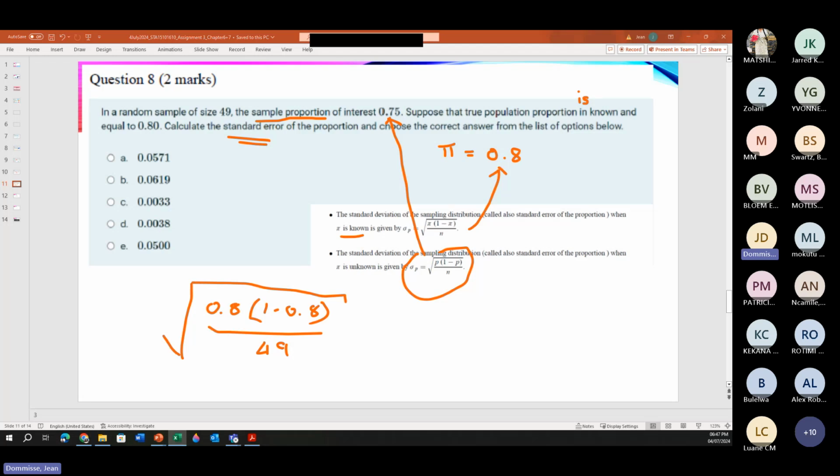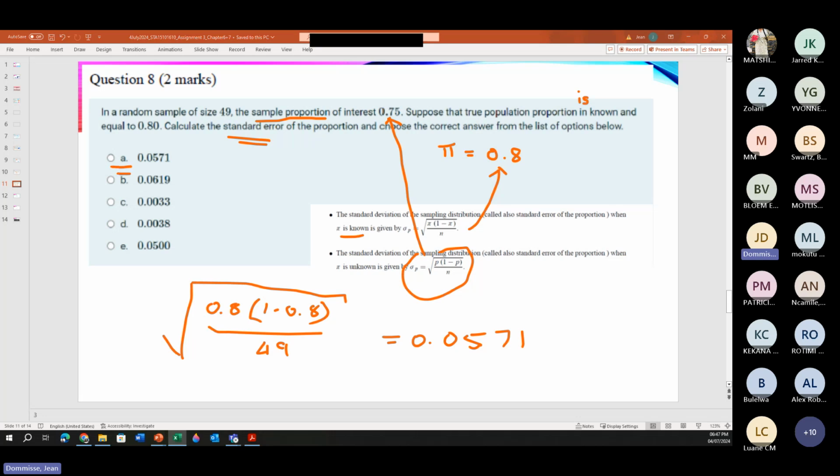Okay, so 0.8 times 0.2 divided by 49, and that we take the square root of. I'm getting an answer of 0.0571. Okay, so there it is.